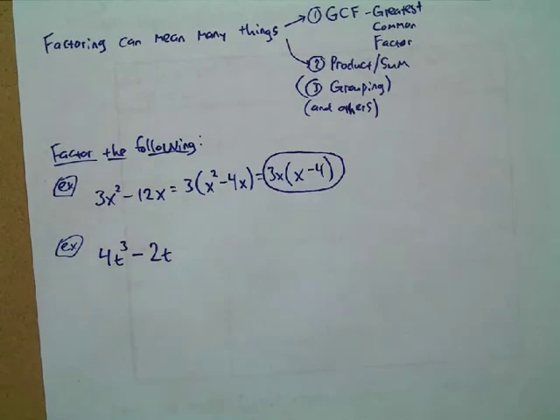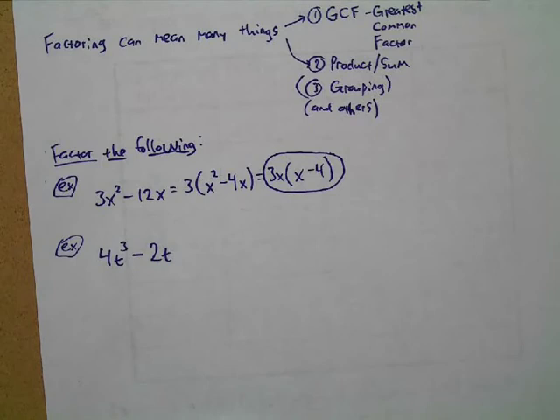I draw my t's with a little tail on them so they don't look like plus signs. They don't look like addition. So add a little tail so it doesn't look like addition. But you don't have to. You can do whatever you want. Just don't get mixed up.